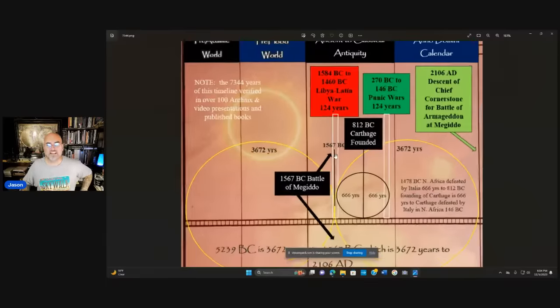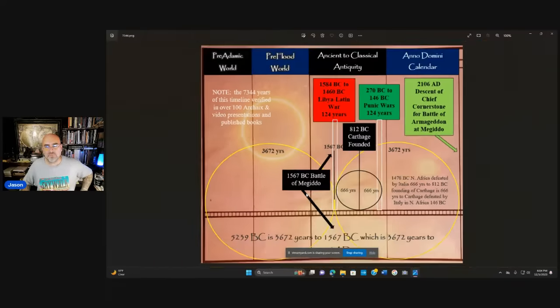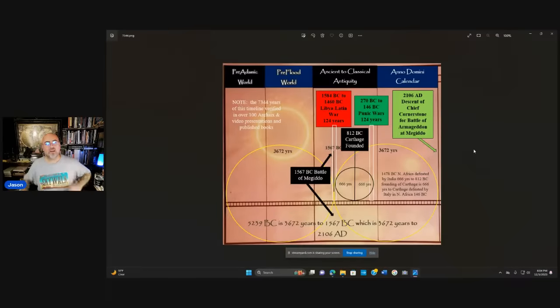The dead center of this entire calendar of 7,344 years is the Battle of Megiddo, one of the most famous battles in the ancient world. It is the Battle of Armageddon back then. What happens in 2106 AD, in the year 6000 Annus Mundi, when the chief cornerstone descends? What does he come for? He comes for the Battle of Armageddon. This is in the book of Revelation. Can't make this stuff up, guys.